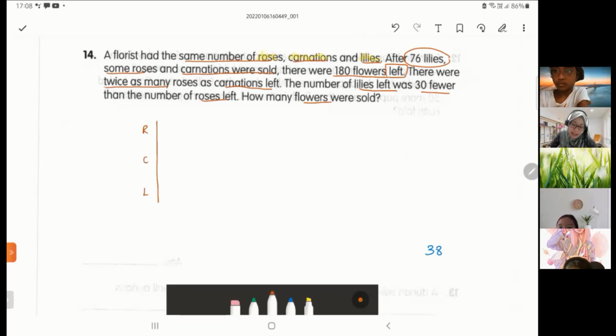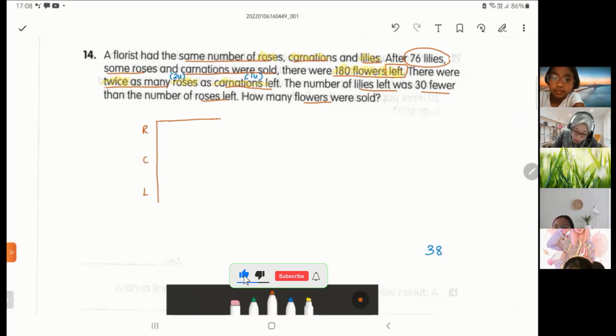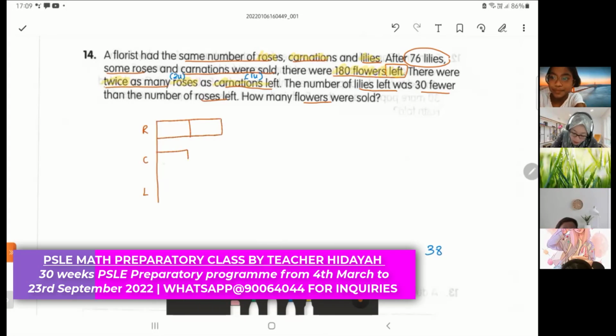Now, after 76 lilies and some roses and carnations were sold, there were 180 flowers left. This is my total number of flowers left. There were twice as many roses as carnations left. This is a clue. Twice means 2 units of roses as compared to carnations left. We can start off with that. So we draw 2 units of roses left and 1 unit of carnations left. This is my leftover model.